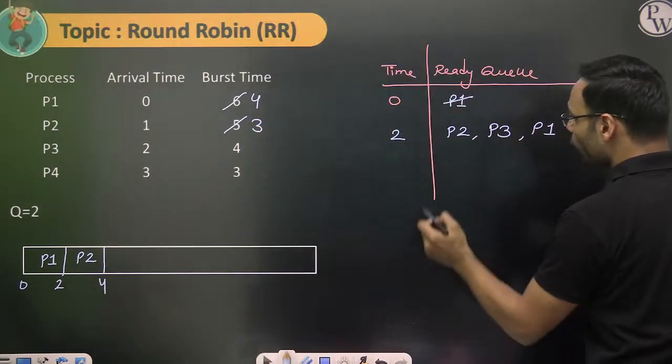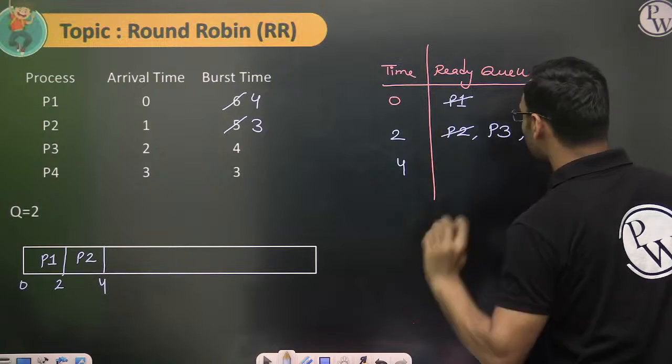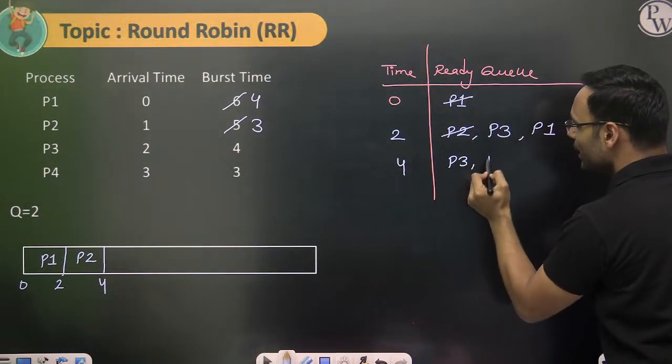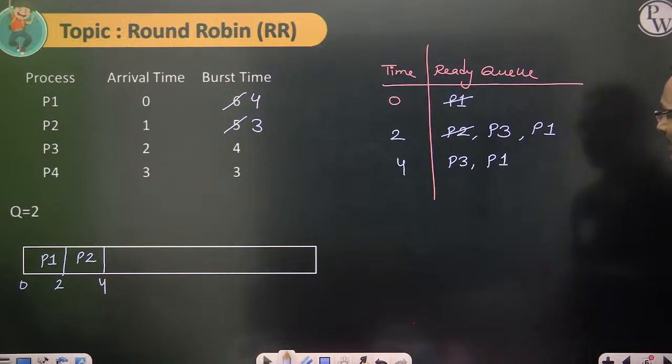Now, at time 2, which process is at the front of the queue? At the front of the queue, P2 is there. So we will run P2. P2 also runs 2 time units up to 4, remaining is 3. Now, when P2 went for running, it was removed from the ready queue. In the ready queue, P3 and P1 were there in sequence.